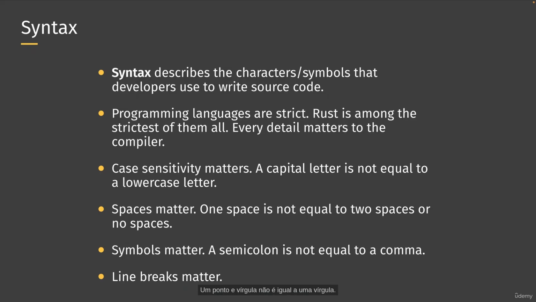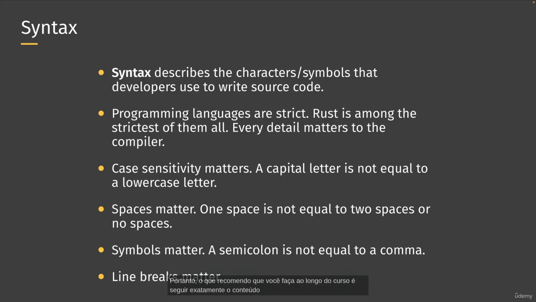Symbols matter. A semicolon is not equal to a comma. Line breaks matter. A line break is whenever you press the enter key to make the content continue on the next line. Those line breaks matter. Brackets matter. Parentheses matter. All of these symbols add up to the syntax of a programming language, and the compiler needs your syntax to be correct in order for it to be able to translate the instructions into the binary executable. Now, if you make some kind of error, it's not a problem. The compiler will identify the area of the code that it is unable to parse.